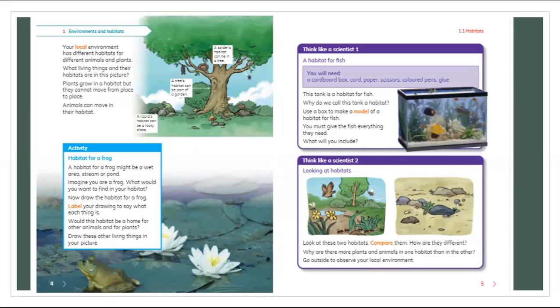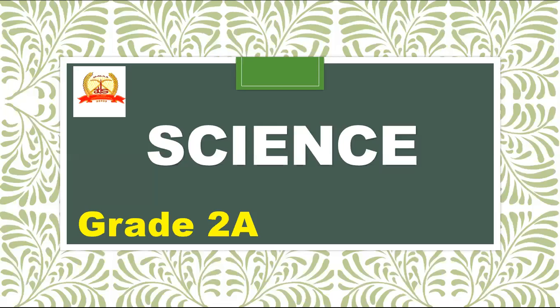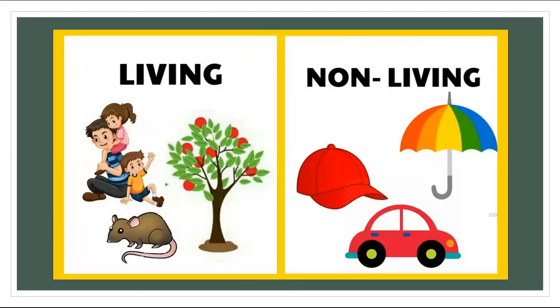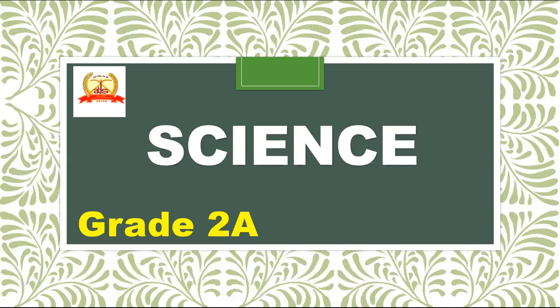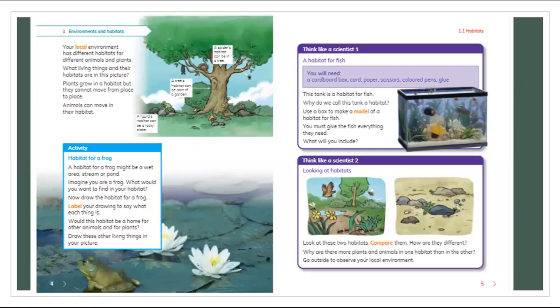Before we start this, let's review the living and non-living things. As you know, living things grow, they can move from one place to other places, and they breed and reproduce. Okay, they have babies. So living things need habitats. On page 4, we learned about animals and their habitats. All environments have different habitats, right? So habitats are not the same, they are different, right?